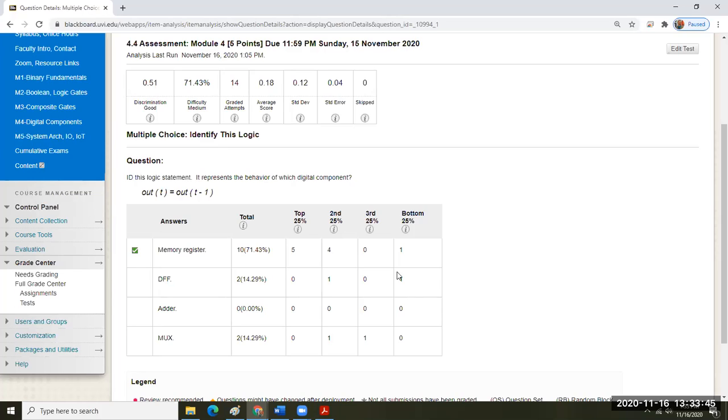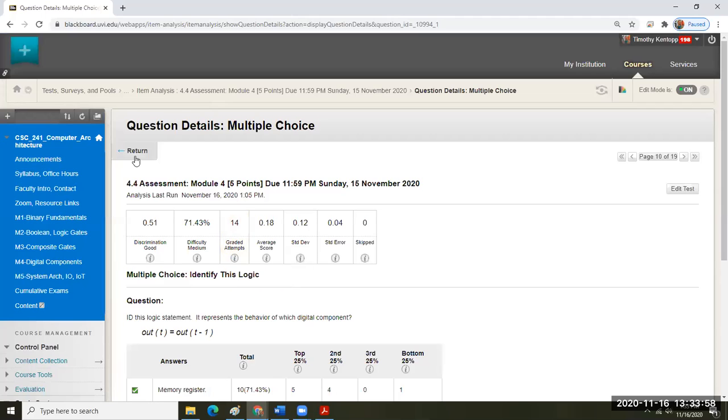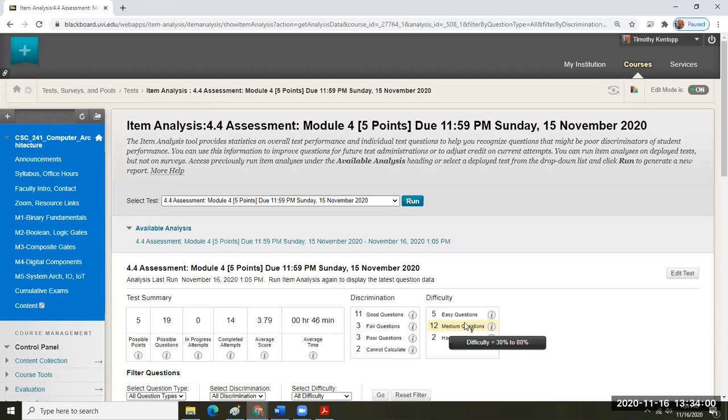Any questions about this? And just remember that if you see out and out, that's memory register. If you see out and in, that's DFF. Okay? It's right in your study guide.